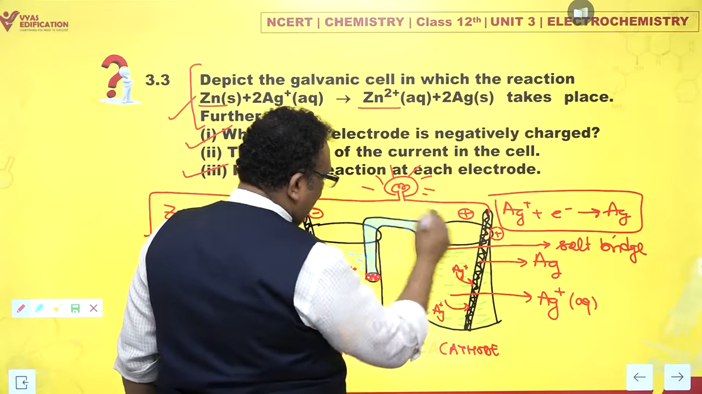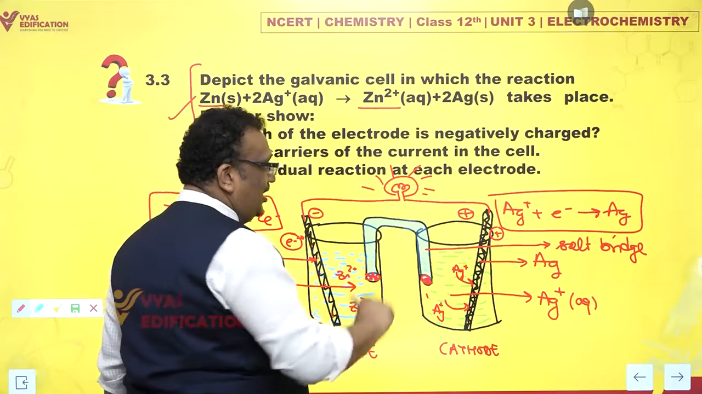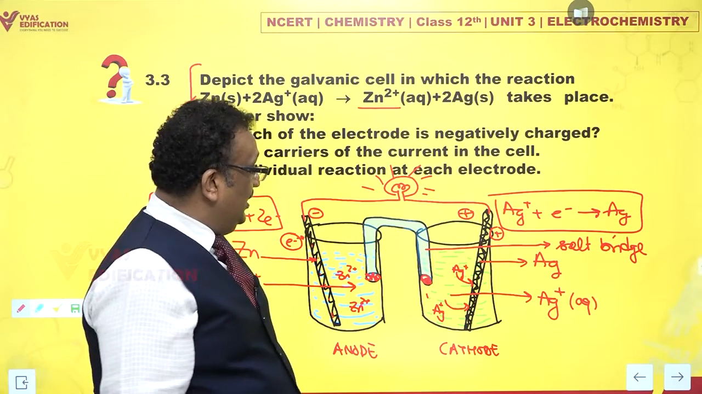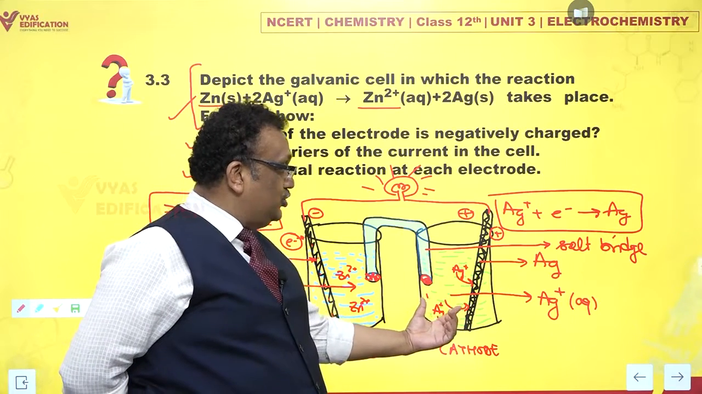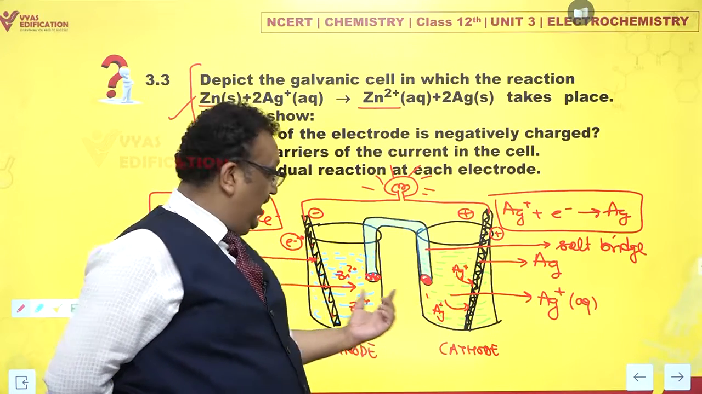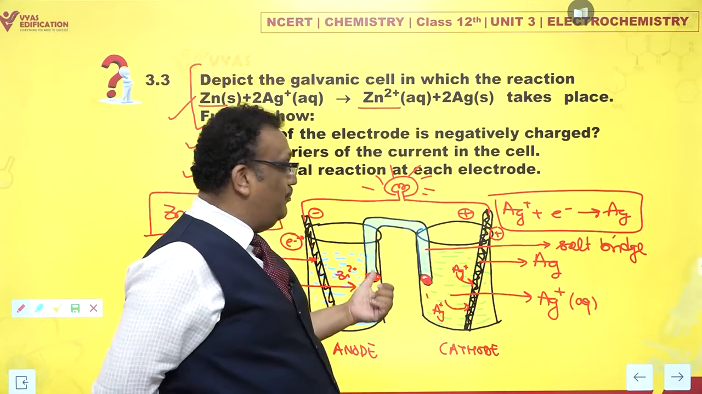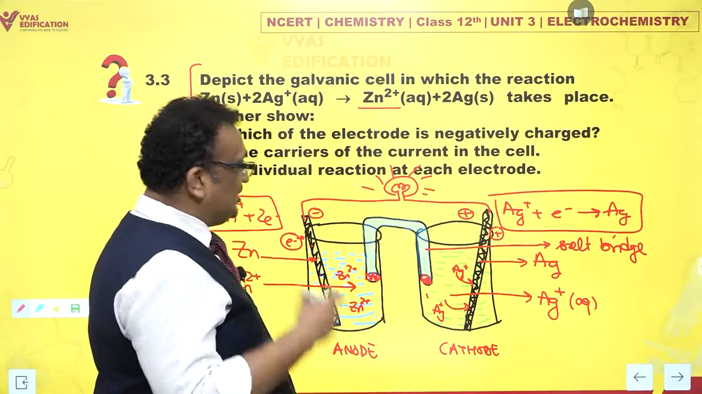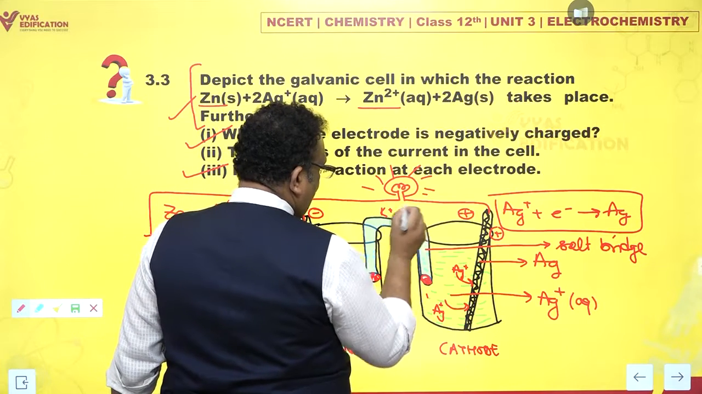And as this is happening, as current is flowing continuously from one end to the other, which is fabulous, fantastic, there is one last problem left. This solution is becoming more and more negative and this solution is becoming more and more positive. And this is where the salt bridge kicks in. It says, I have potassium chloride. Say for example, the salt bridge has potassium chloride.